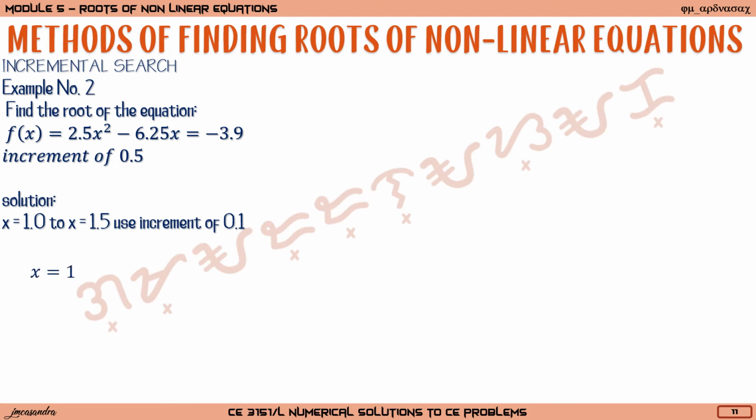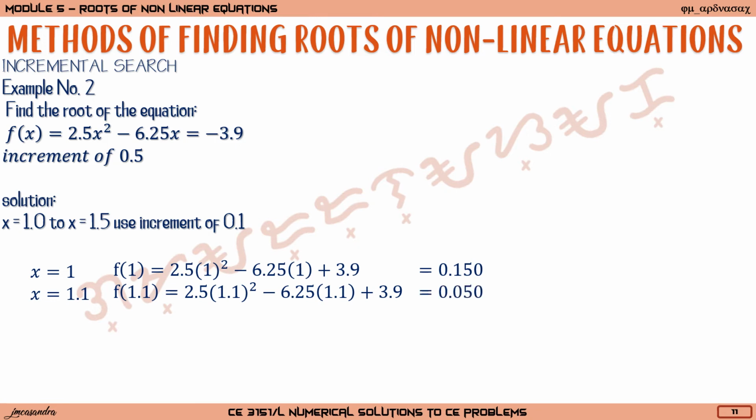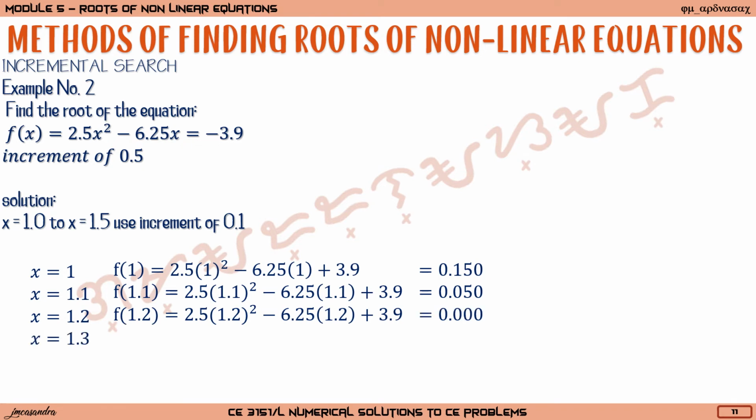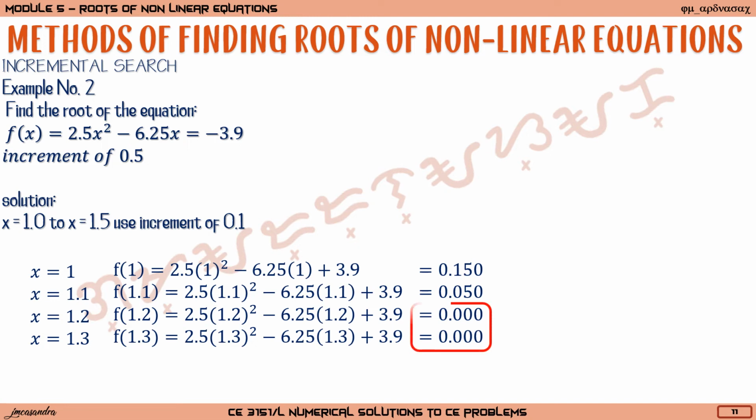So we'll have x equal to 1. We're able to compute it at 0.15. So x = 1.1 will now be 0.05. X is equal to 1.2, which will give us 0. And then we have 1.3, which is equal to 0 as well. So nag-0 yung ating equation, function of x. Therefore, the roots now for the given equation 2.5x squared minus 6.25x equal to negative 3.9 are 1.2 and 1.3. Okay?